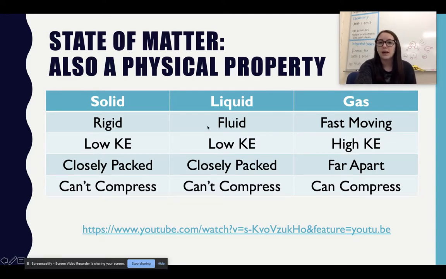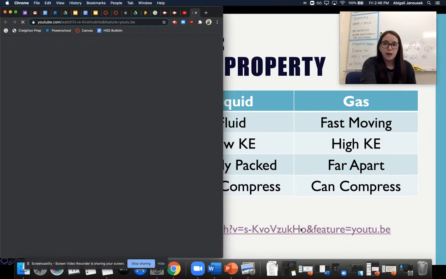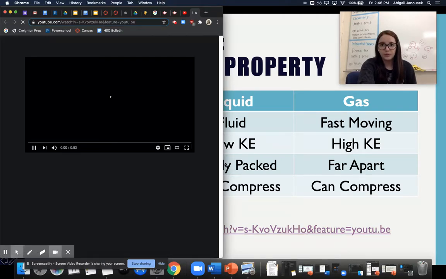Liquid is fluid. It has a low kinetic energy. It's closely packed and it can't compress, whereas a gas is fast moving. It has high kinetic energy. Think about it, because it's moving around a lot faster, where these are kind of close together. It's far apart. You can't really have a shape for gas, and it can compress. So I have this video now, and it's just going through examples again.